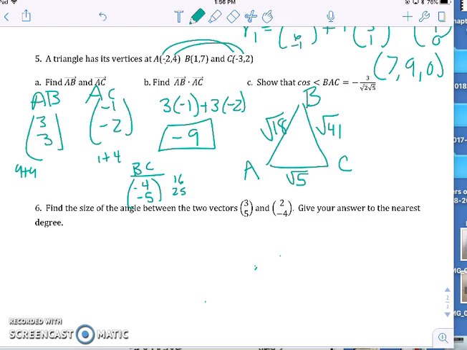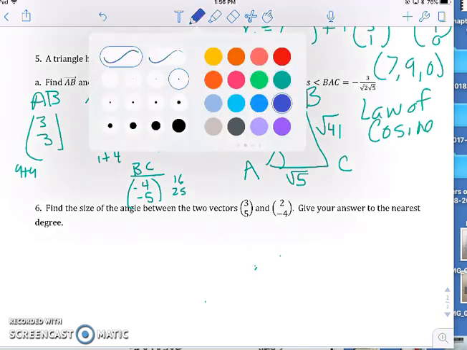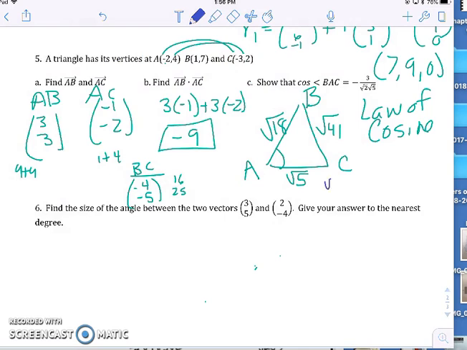And all you have to do here is use the law of cosines. So for BAC, we're finding this angle, so I'll start it out for us. We'd start with root 41 squared equals root 18 squared plus root 5 squared minus 2 root 18 root 5 times the cosine of, I'm just going to write A, and then you would solve it from there.